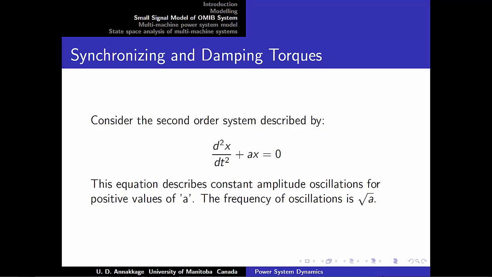The second order system described by this equation represents simple harmonic motion for positive values of A. That means when x is disturbed from its equilibrium position of x equals 0, the variable x will undergo constant amplitude oscillations, and the frequency of those oscillations will be square root of A in radians per second.